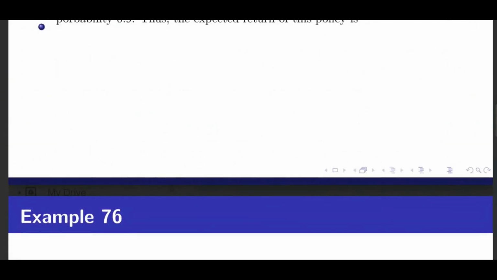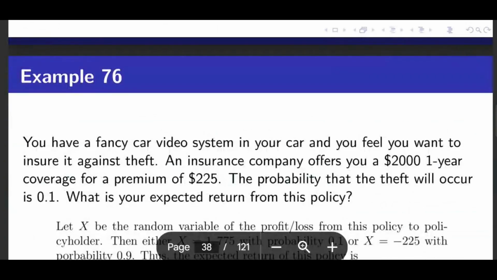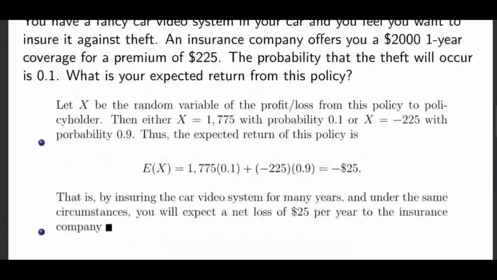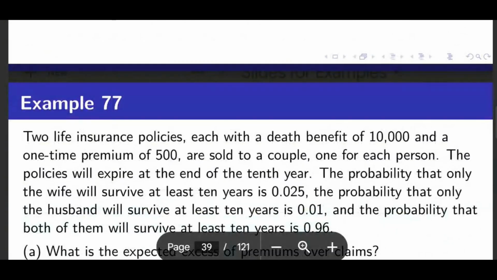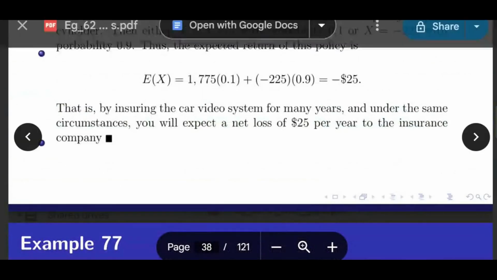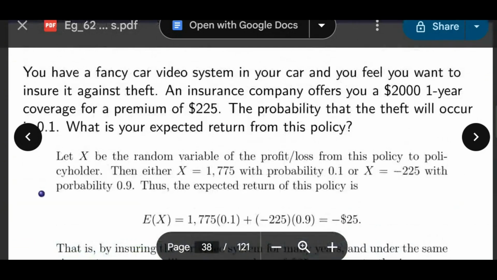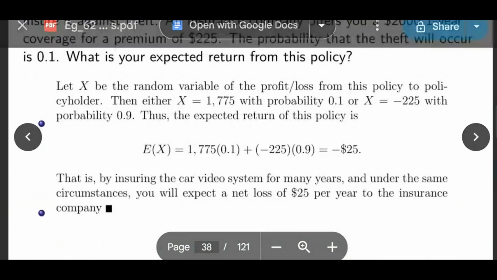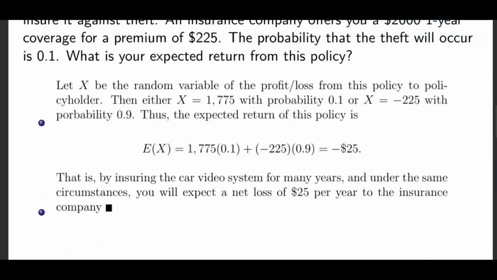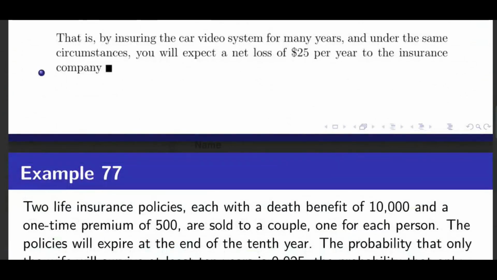Okay, one more example. Oh no, I think we are done. Okay, so we are done with 76. 77 is one we're going to skip. 78, we're also going to skip. So we're going to go to 79.